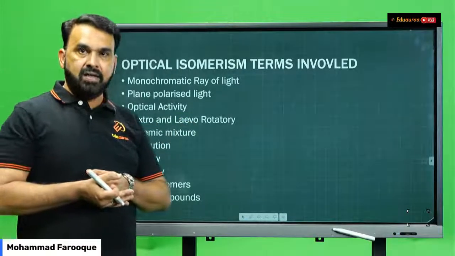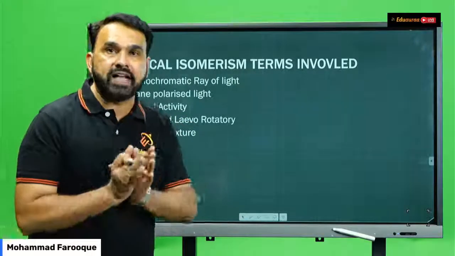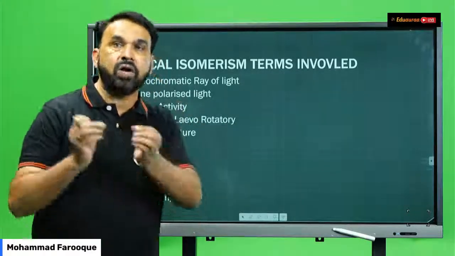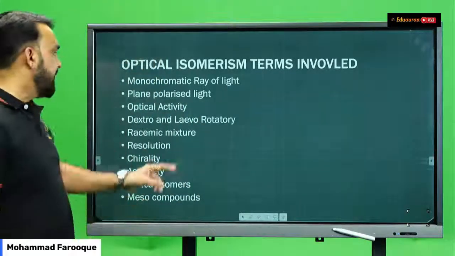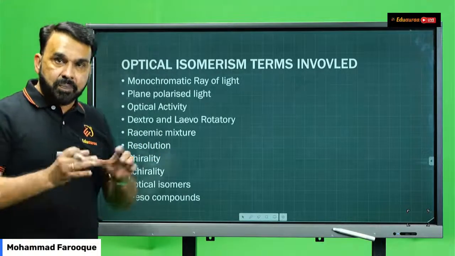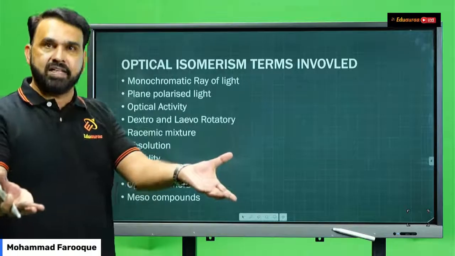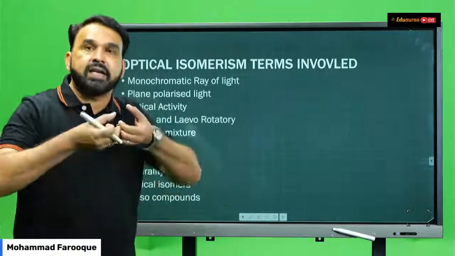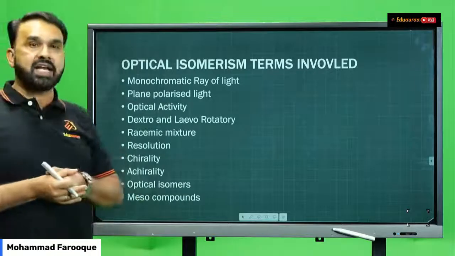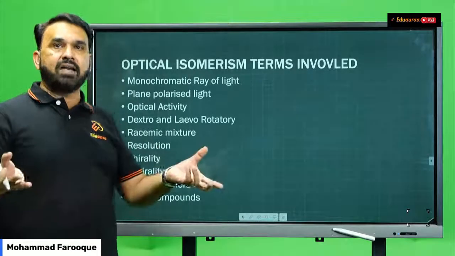Yes? Equal amounts of dextro and levo forms of an organic compound give rise to a racemic mixture. The process of separating a racemic mixture, the process of separating the dextro from the levo form, is known as what? Resolution. What is chirality? What is a chiral carbon atom?